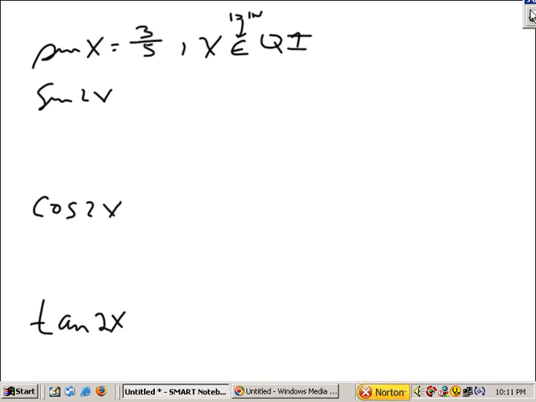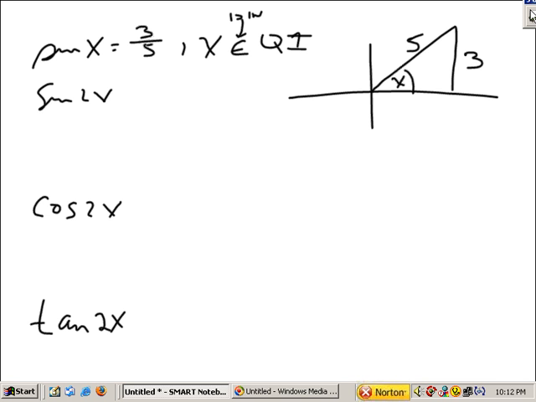Okay, well, let's draw a little picture. We know that x is in quadrant 1, so here's my angle x. And the sine of x is opposite over hypotenuse, 3 over 5. And you should remember that's a 3, 4, 5 right triangle. This is to the right, it's positive. This is up, it's positive. This is hypotenuse, it's always positive.